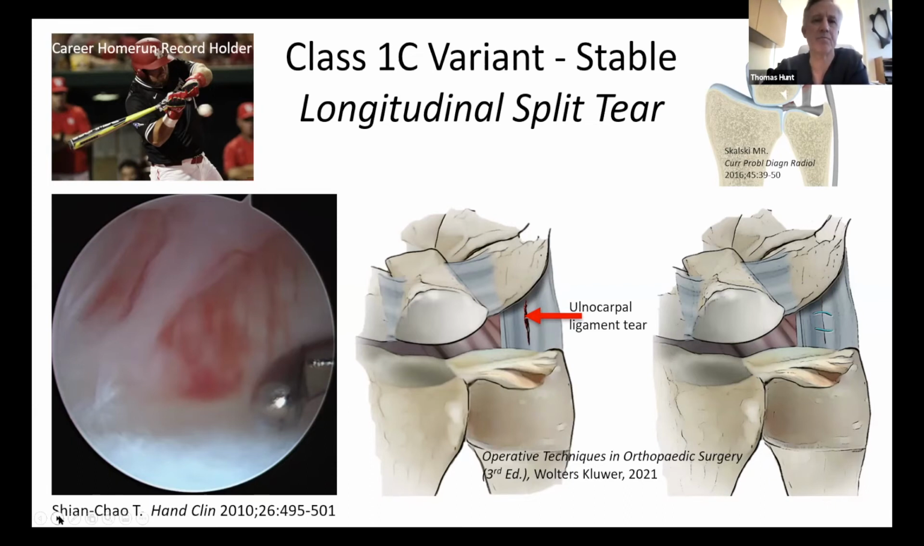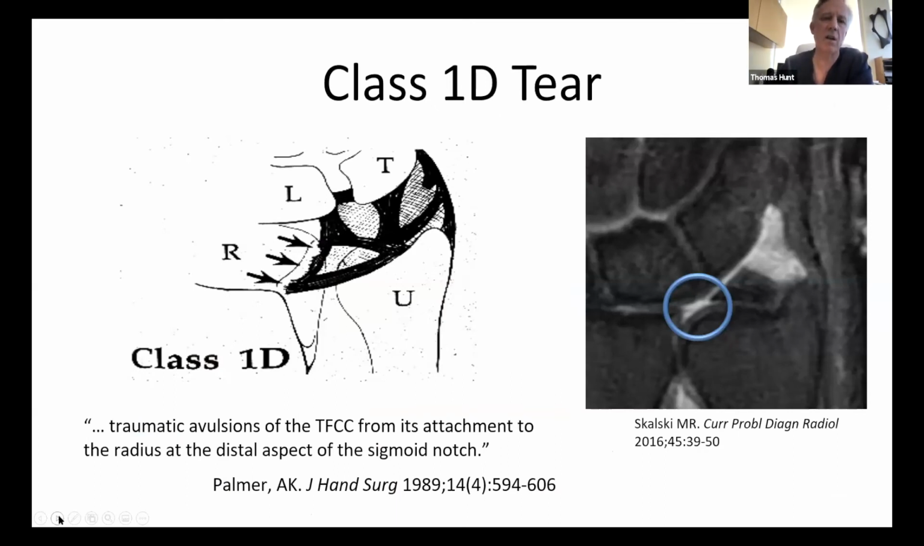Next, please. Finally, class D tears. Dr. Palmer described these as traumatic avulsions of the TFCC from its attachment to the radius. In speaking with him, he really considered this not to be a destabilizing injury, but rather to be just a very radial class 1A tear. You can see a typical MRI depiction there. Next, please.